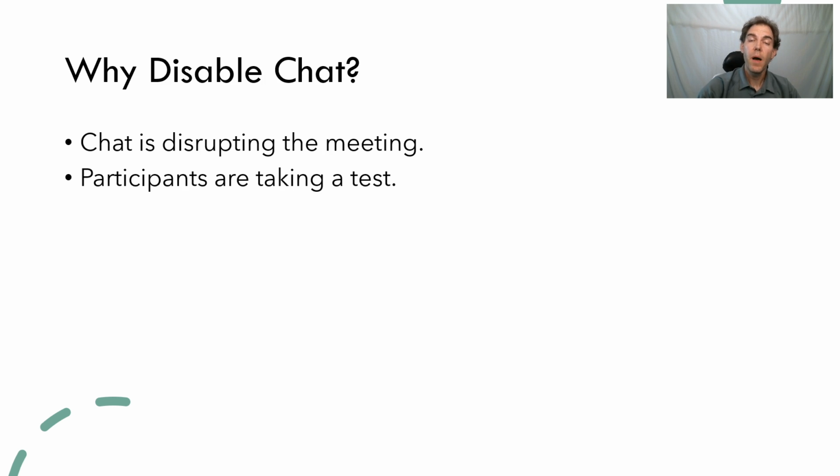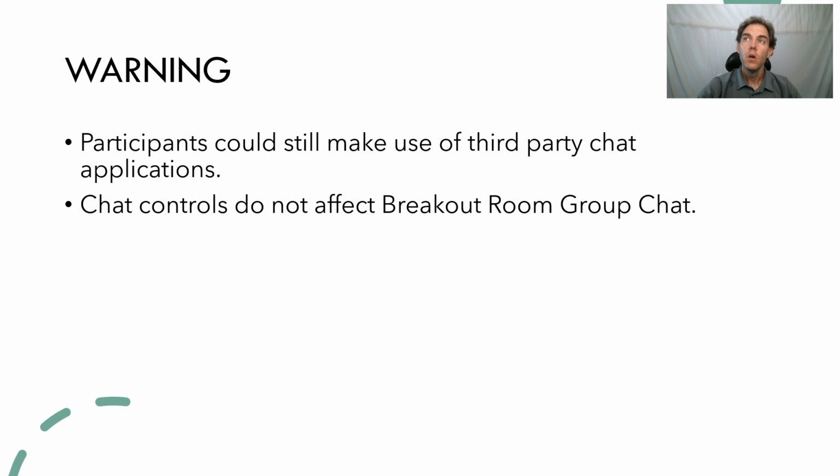One question you might ask is, why would you want to do this? Well, a couple of potential reasons. Potentially, chat might be disrupting the meeting, or perhaps your participants are taking some type of a quiz or a test, and you don't want them to be able to communicate privately with each other or in group settings. So these are potential reasons, and there may be others why you would want to disable various levels of the chat feature.